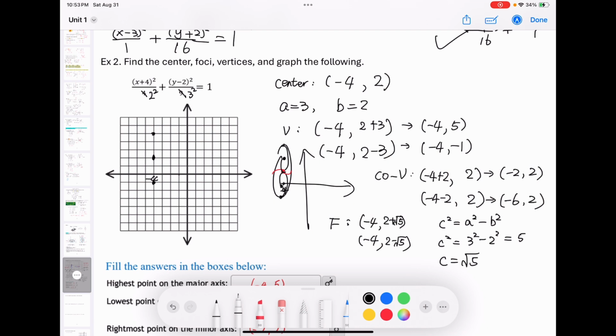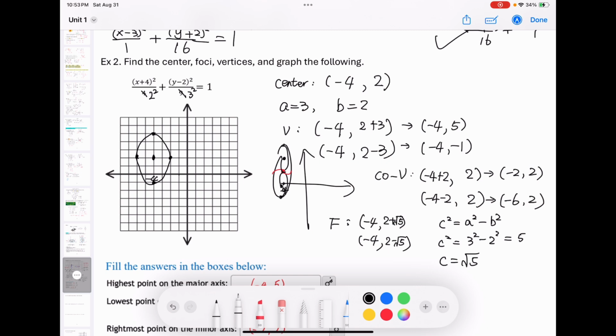Next one, find my co-vertices. They are -2, 2. So -2, 2. And next one, co-vertex, -6, 2. So if I have this information, it's good enough for me to make my ellipse. Okay, we can also find our foci. So foci, they are -4, 2 plus square root of 5, and 2 minus square root of 5.